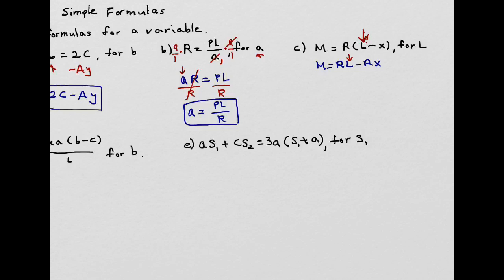This subtraction I will get rid of by adding Rx on both sides of the equation. Then I end up getting M plus Rx equals RL. And then we divide both sides of the equation by R again to isolate L. So then you have M plus Rx all over R.